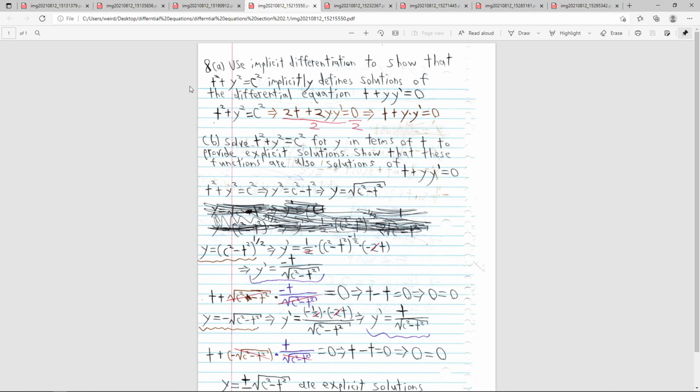But implicit, so now we want to do a multiple part problem where we use implicit differentiation to show that t squared plus y squared equals c squared implicitly defines solutions of the differential equation t plus y times y prime equals 0. You do this quickly enough. You start with t squared plus y squared equals c squared, and we plug in as you can see here.